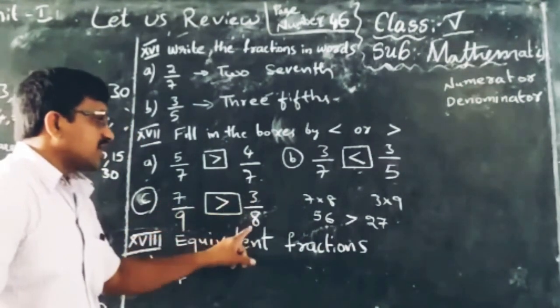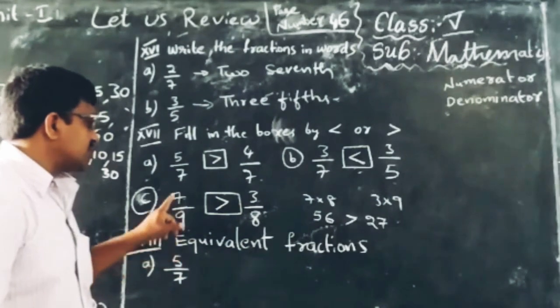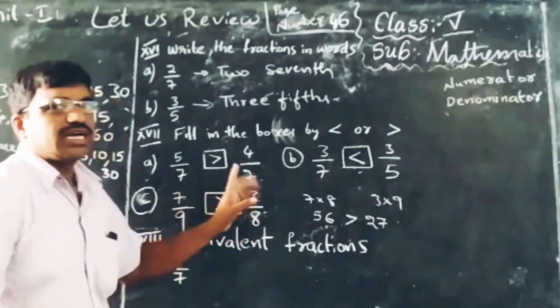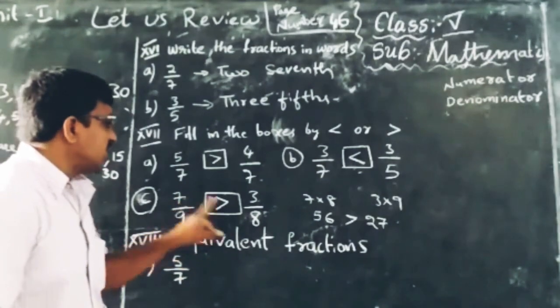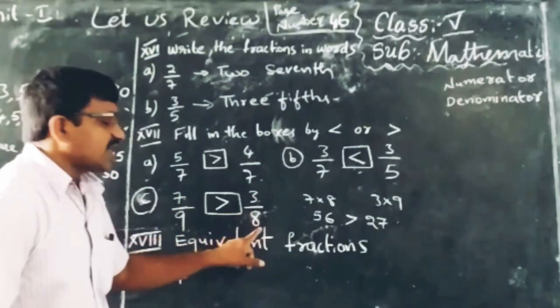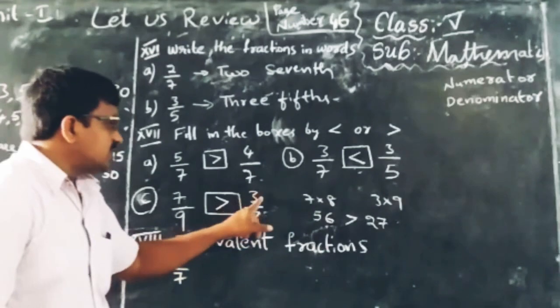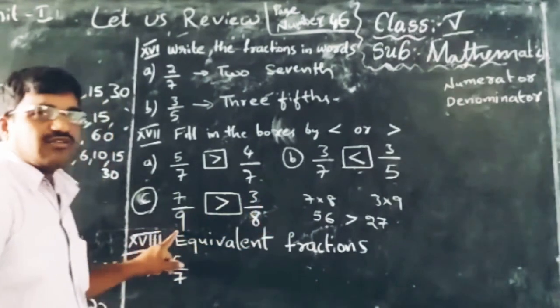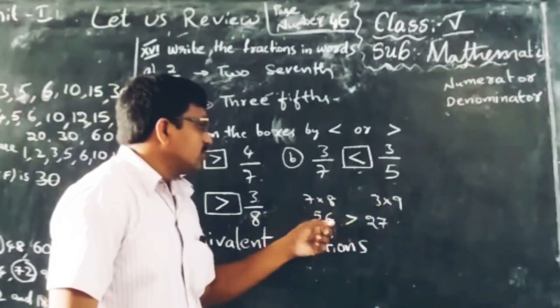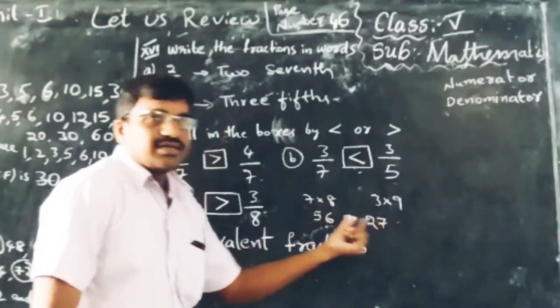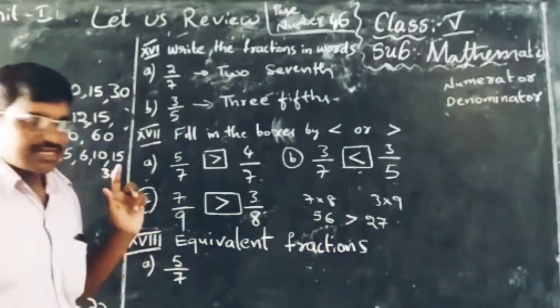Here the fractions are unlike fractions, means their denominators and numerators are different. Then you have to multiply the numerator by the other fraction's denominator, and the other numerator by the first fraction's denominator. Then whichever number is greater, that is the greater fraction.